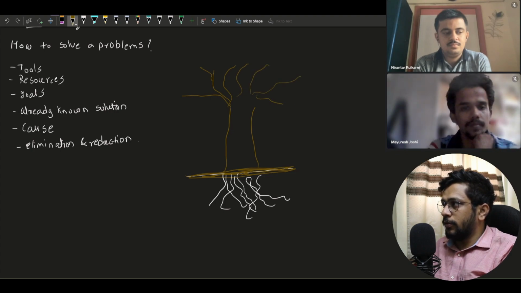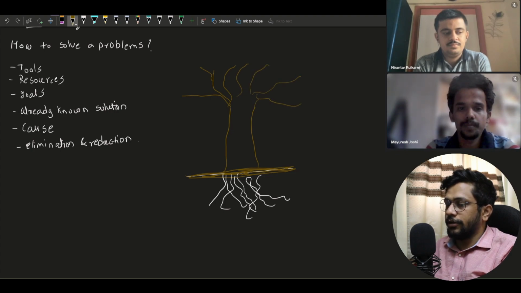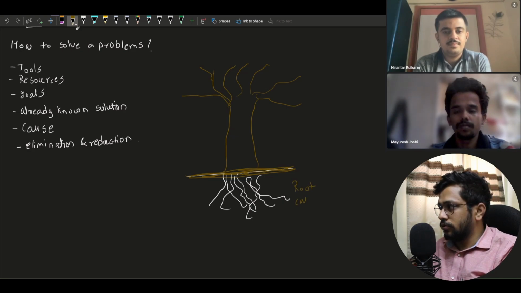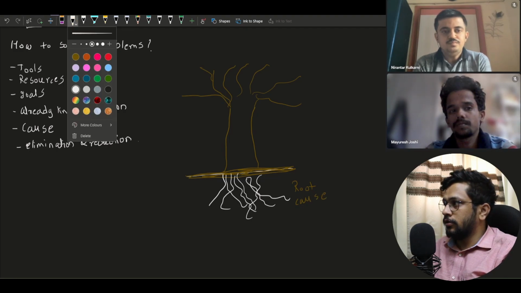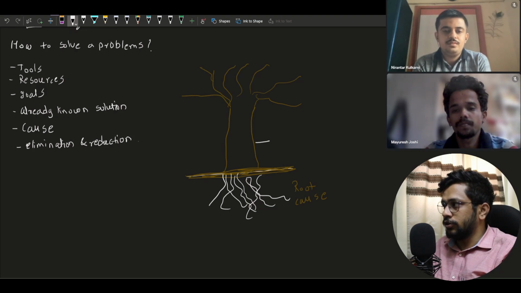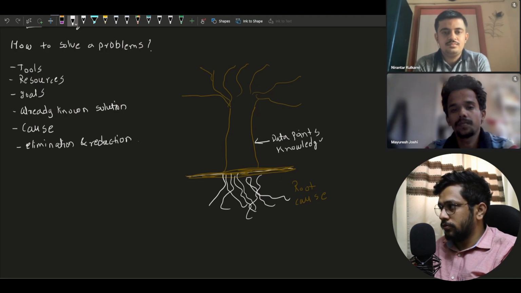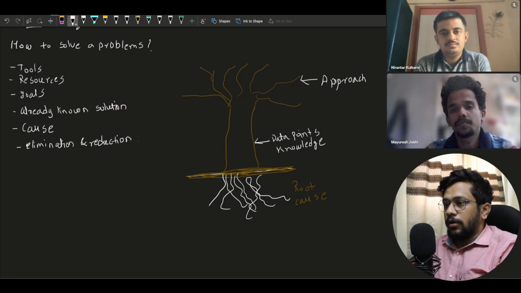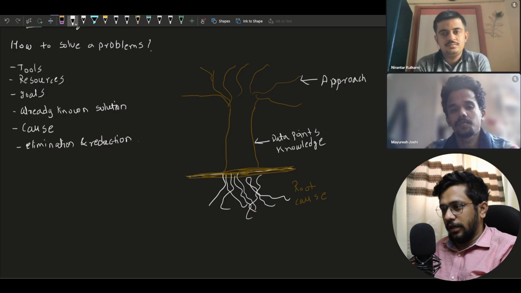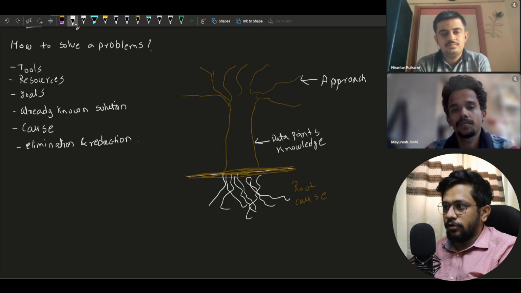So every problem can be solved by looking at a tree. That's what I think. This is your root cause, right? Then this is your data point and knowledge, which should be huge. And these are your approaches. Now if you think structurally, again this is a mapping of your problem, right?